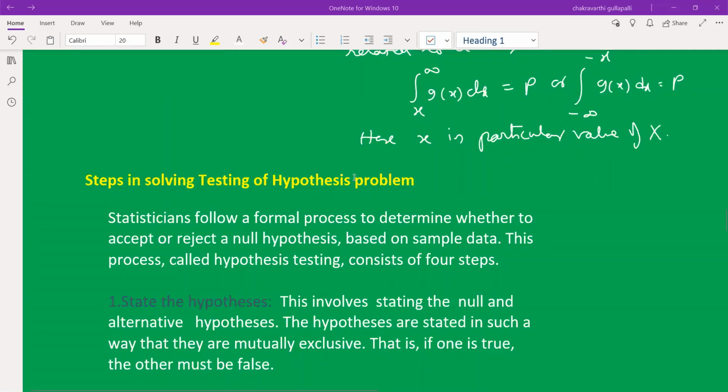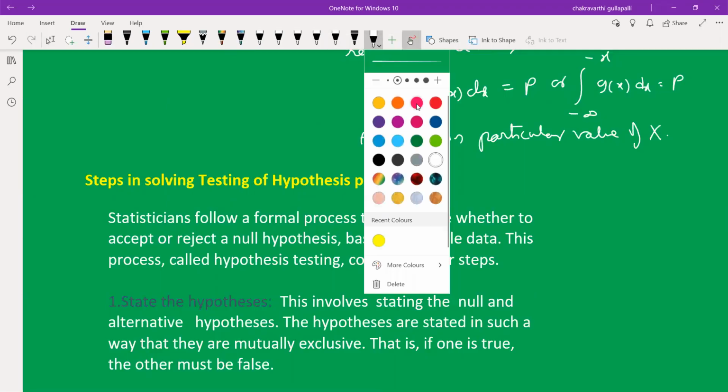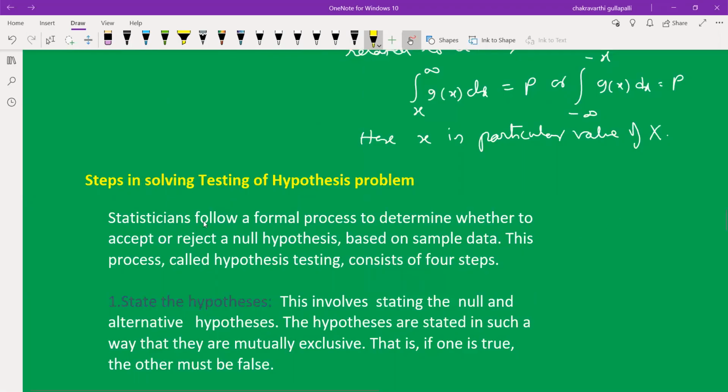Test of hypothesis, part 2. So, another very important topic: steps involving testing of hypothesis.